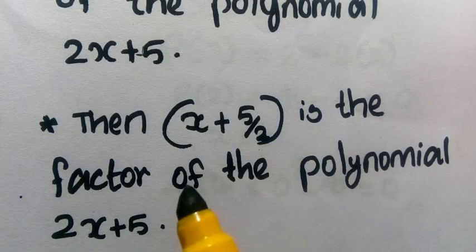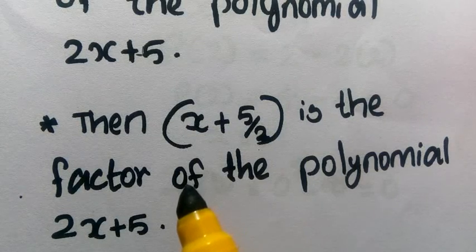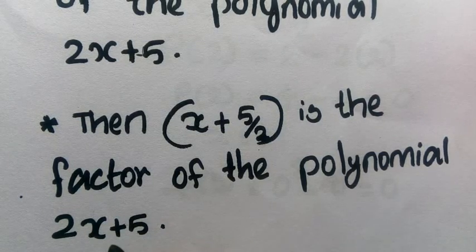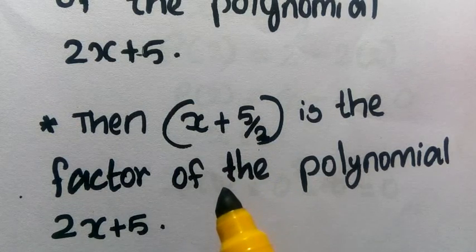Children, what is meant by factor? A factor is a number that divides into another number exactly and without leaving a remainder. So here, if you divide 2x plus 5 by x plus 5 by 2, you will get the remainder 0. We will discuss the division of polynomial later. Now I will explain how to write the factor of a polynomial.